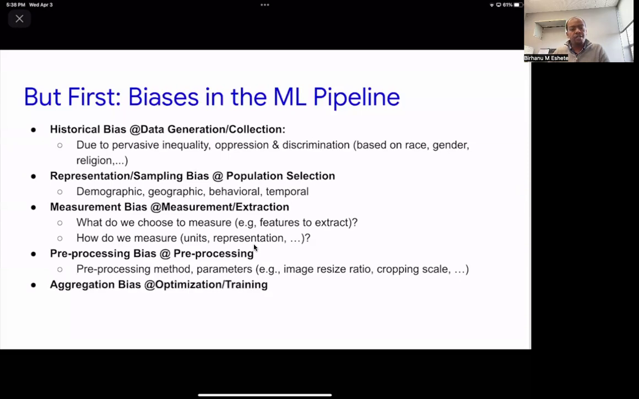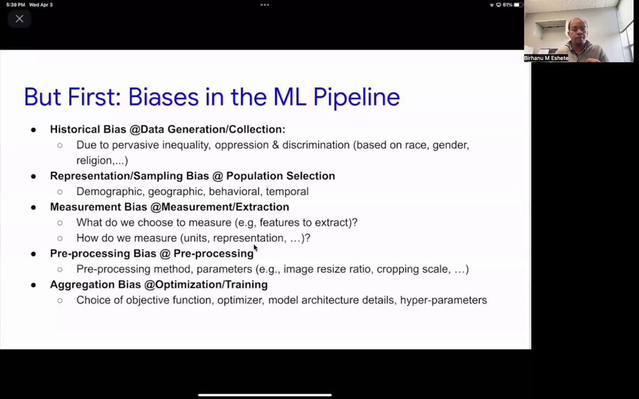And we have aggregation bias. In machine learning, the key component when you train a model is the optimization, right? When you do optimization, there is a great deal of parameter selection and parameter tuning that would affect the outcome of the training, which is going to be the model that decisions are going to be based on.